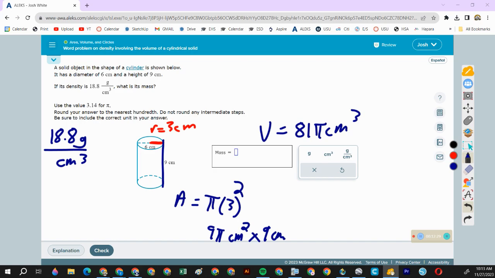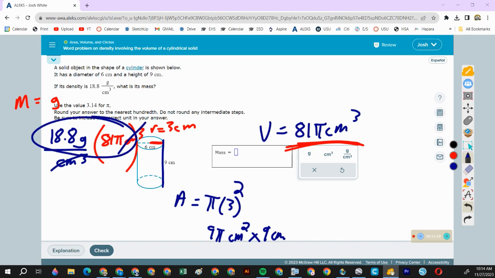And I'm looking for the mass of the object, which will be in grams. So I need to times this by that in such a way that centimeters cubed cancels. So 81 pi centimeters cubed. Volume cancels volume. And the mass is going to be 18.8 times 81 pi.